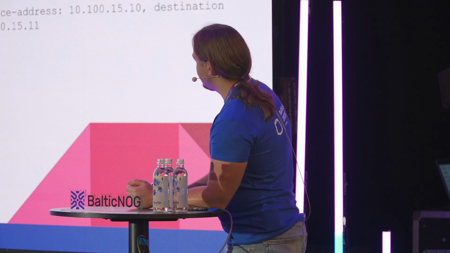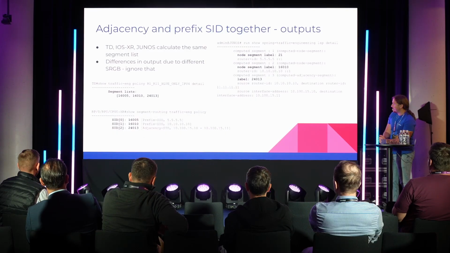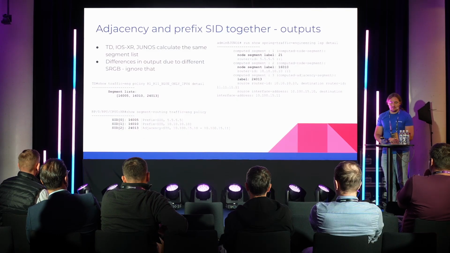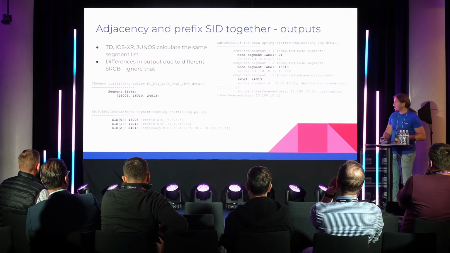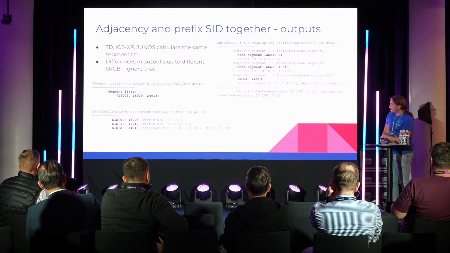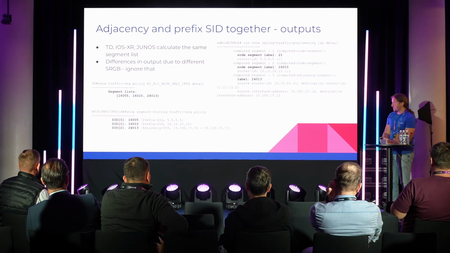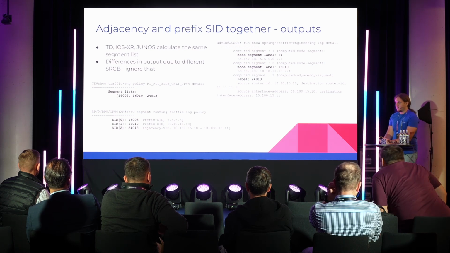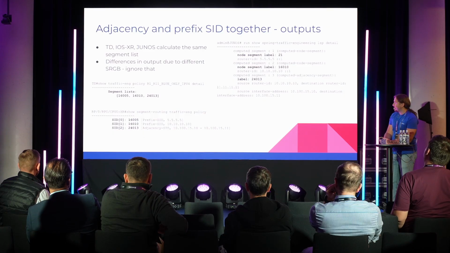So, and this is the results. I could test my implementation in Traffic Dictator. I could test Cisco and Juniper. I wanted to test some other, I think Nokia, but I couldn't run it in Containerlab, so that's why I couldn't test it. So they all pretty much generate the same segment list, and they're all correct, so everything works as expected. It's kind of the most basic scenario.